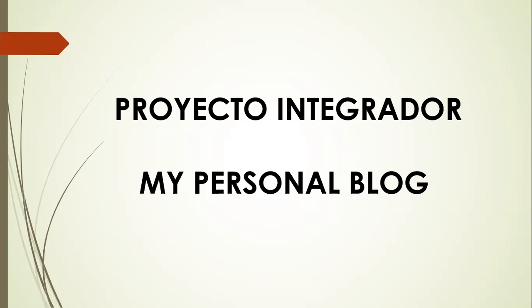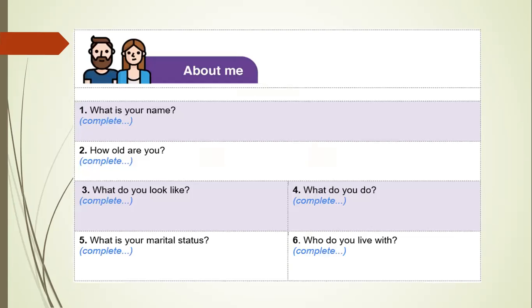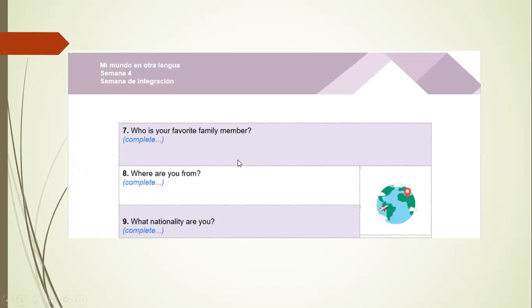Now, let's see what the Integrative project is about. The name of the project is My Personal Blog. And you have something like this. You have to answer questions about yourselves, like what's your name? How old are you? What do you look like? What do you do? What is your marital status? Who do you live with? This is in the first part of your blog. Who is your favorite family member? Where are you from? What nationality are you?